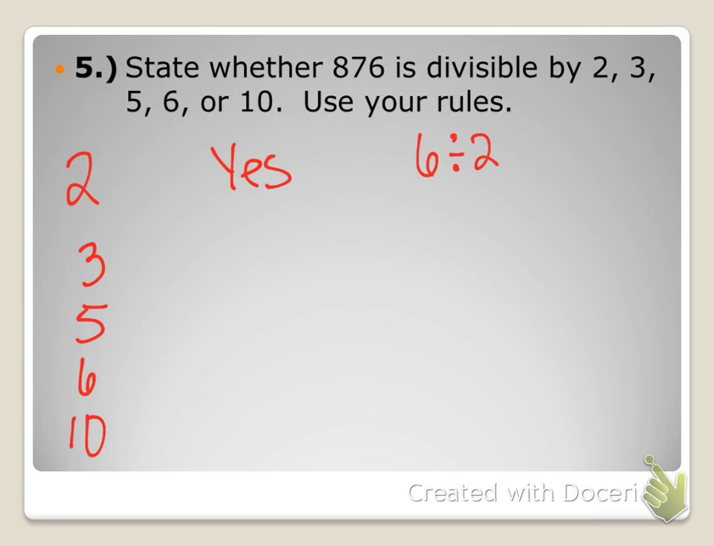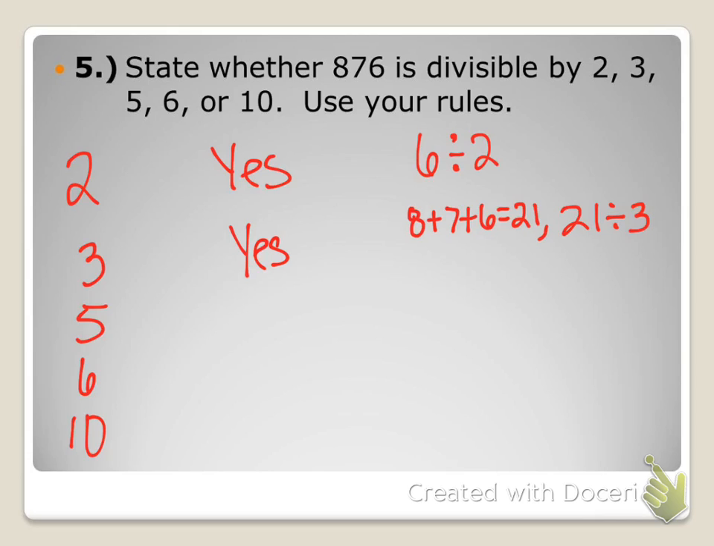All right, next up is 3. Jamal Dixon, is 876 divisible by 3? Yeah. Jamal says yes. I agree with Jamal. Ryan, can you tell us why? 8 plus 7 plus 6 is 21. And 21 is divisible by 3. I agree. That is a perfect explanation.